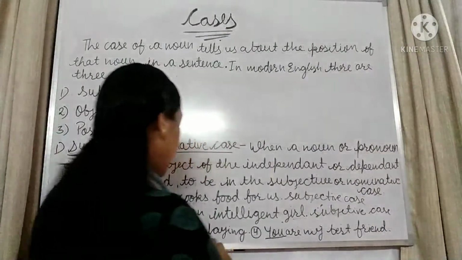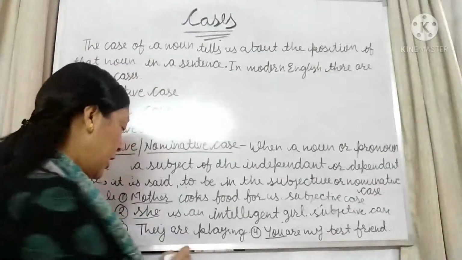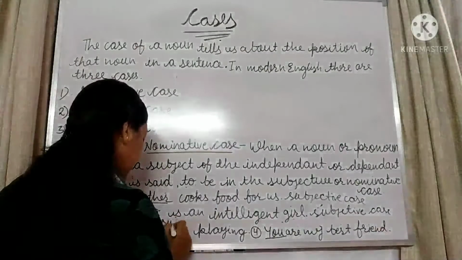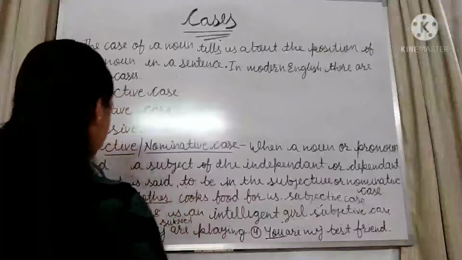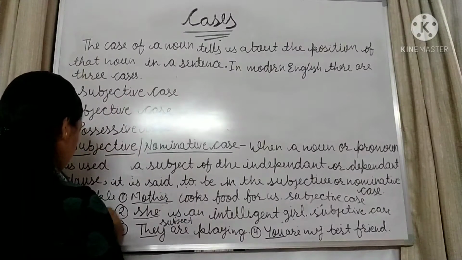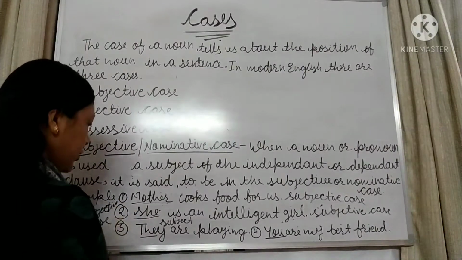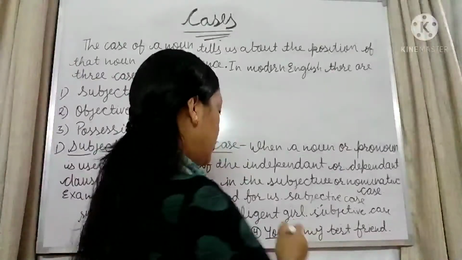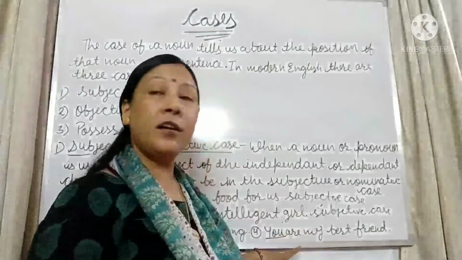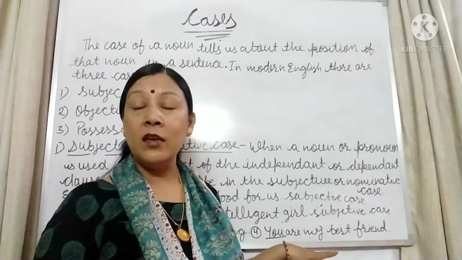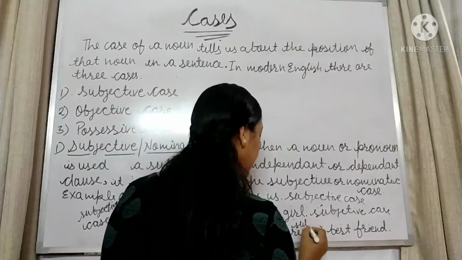Third one also: They are playing. They is a plural pronoun. Here they is used as subject. So they will also be the subjective case. And the fourth one: You are my best friend. You is a pronoun, you know that, and here in this sentence you is used as subject. So this you will also be in subjective case.